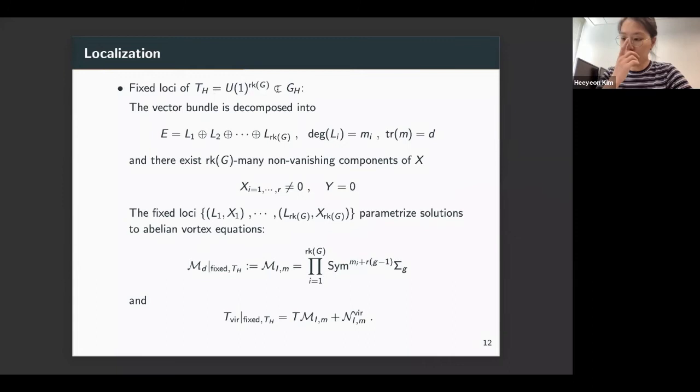So the points on this fixed loci are parameterized by, first of all, the vector bundle, which is decomposed into the sum of the line bundles like this. And on top of it, there exist rank-many non-vanishing components of the section X, and then the Y is set to be zero. Each fixed locus represents a collection of pairs like this, and each of them represents a solution to the abelian vortex equations. So we can immediately write down the fixed locus, where I parameterizes each of these fixed loci. And this can be written as a product of symmetric products of the Riemann surface, like this here, which is compact and smooth.